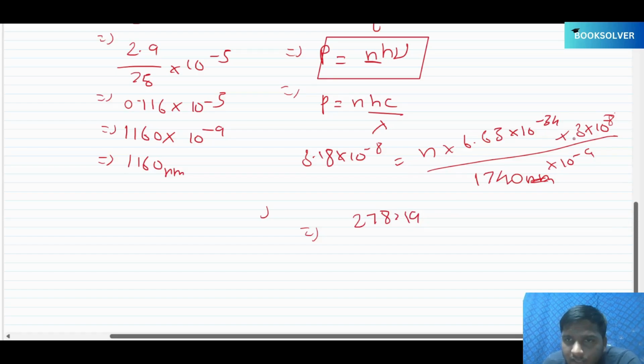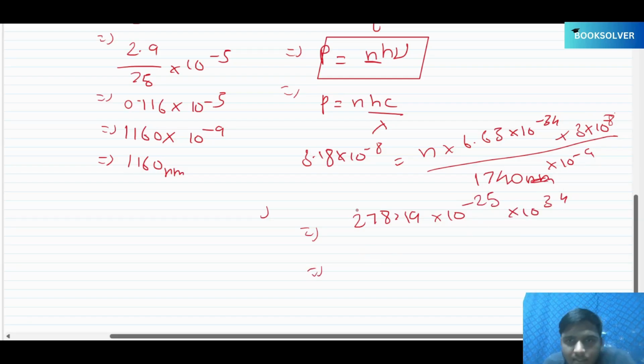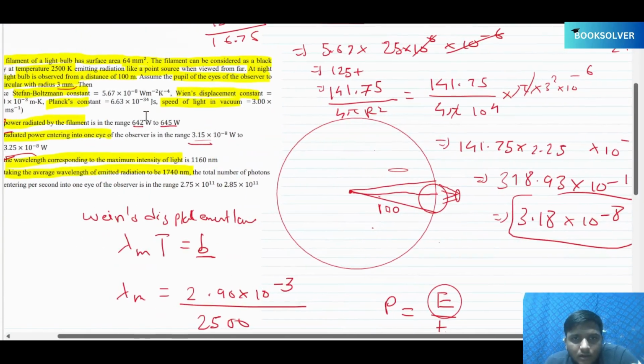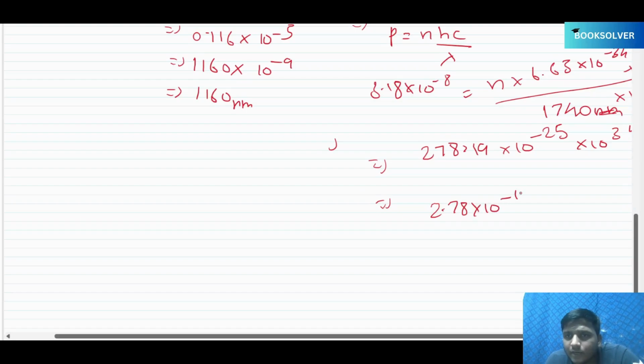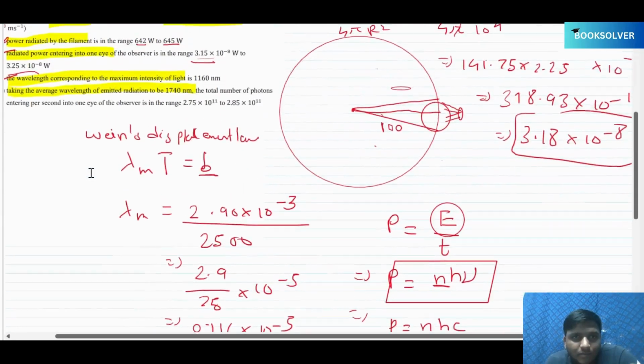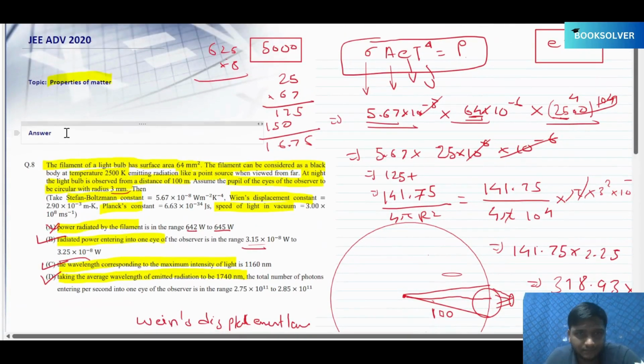And now we have to adjust all those powers. So 10 power minus 16 will go and multiply, and if you do this, you will get somewhere around 2.78 into 10 power minus 11. This is also matching our option range, and we can mark it correct. Hence we get options B, C and D as our correct options.